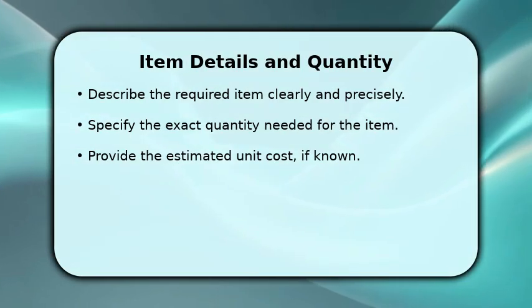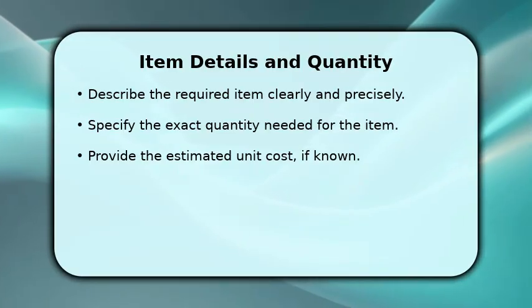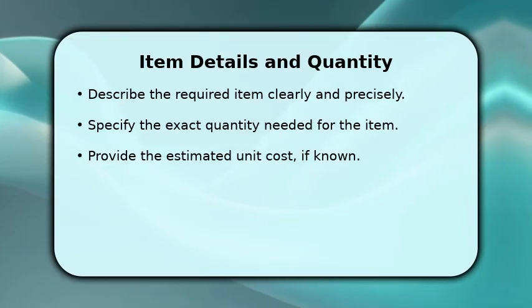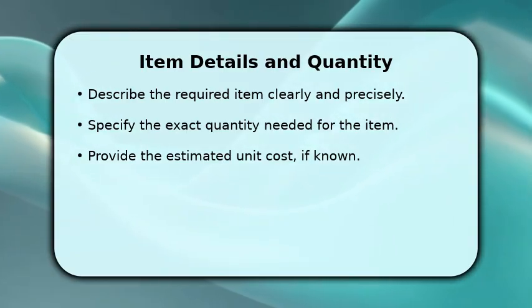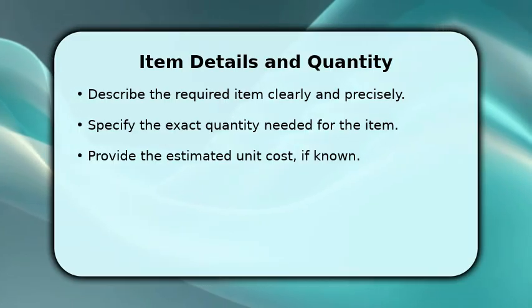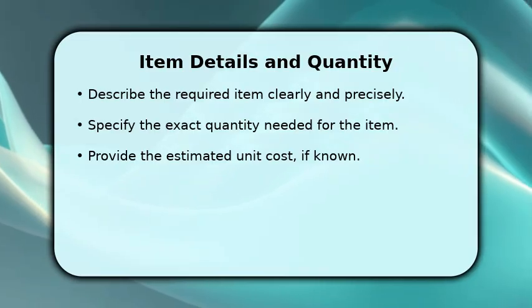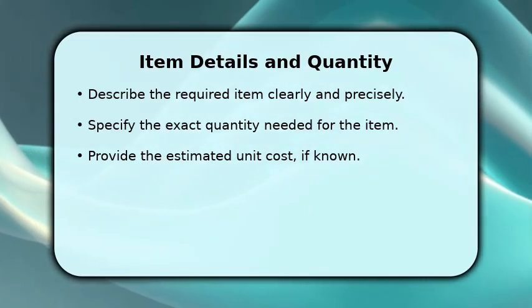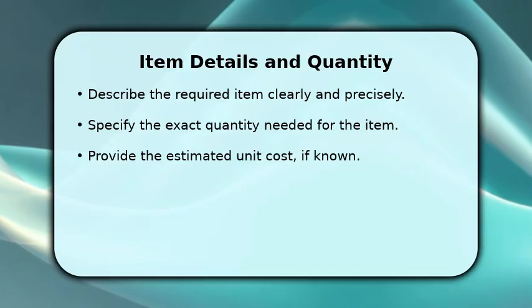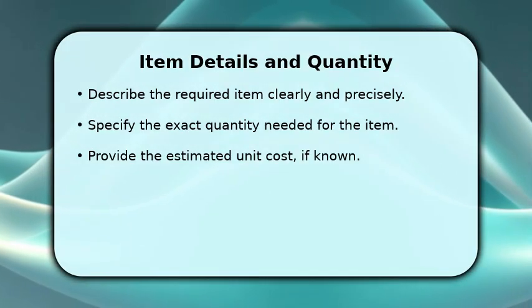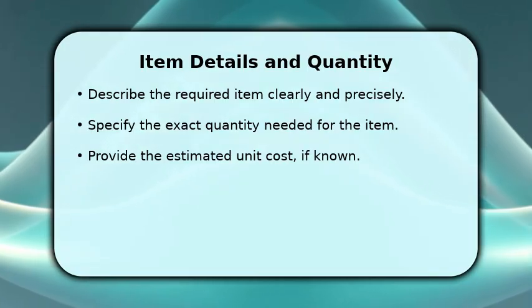Next, you'll need to provide detailed information about the item you wish to requisition. Clearly describe the item, including any specifications like size, color, or model numbers. Then, enter the precise quantity required. If you have an estimated unit cost, please include it. This helps with budget planning and approval. Accuracy here prevents delays and ensures you receive the correct items.